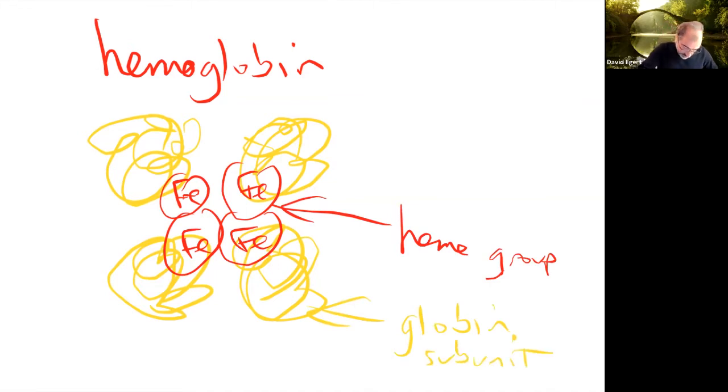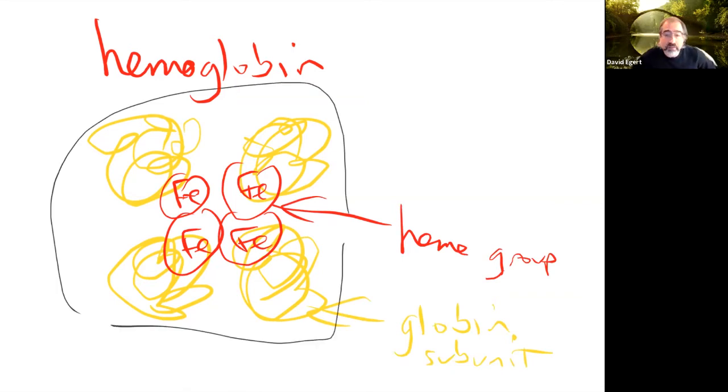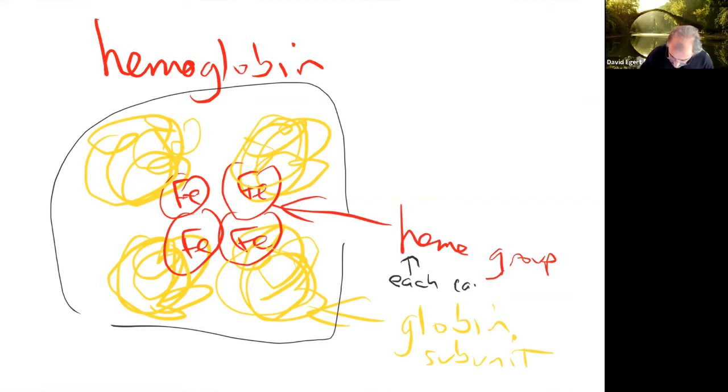Right, so this is one hemoglobin. Remember we talked about that quaternary structure, where you have a big protein that's made out of smaller tertiary structured subunits. So we have these globin subunits, the heme group, which contains iron. Each heme group can bind an oxygen molecule. The globin subunit actually has a place that can bind carbon dioxide.